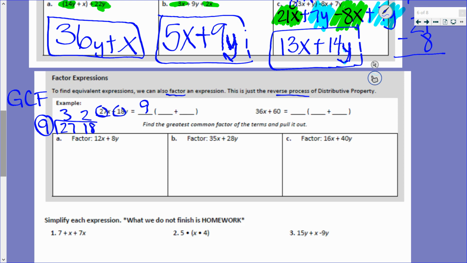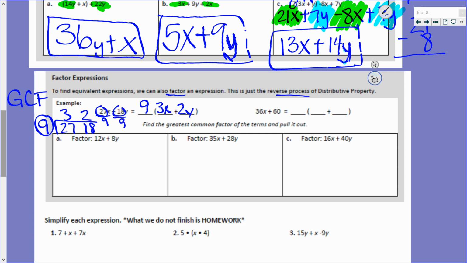So if I'm going to divide both of these by 9, 27x divided by 9 is 3x. 18 divided by 9 is 2y. Now, as a side note, if they both had the same variable, I could also pull that variable out as well. But in this case, they don't, so it's just the numbers.